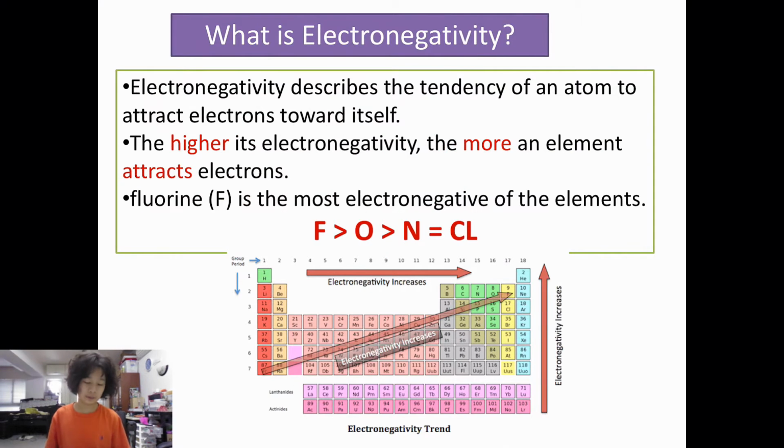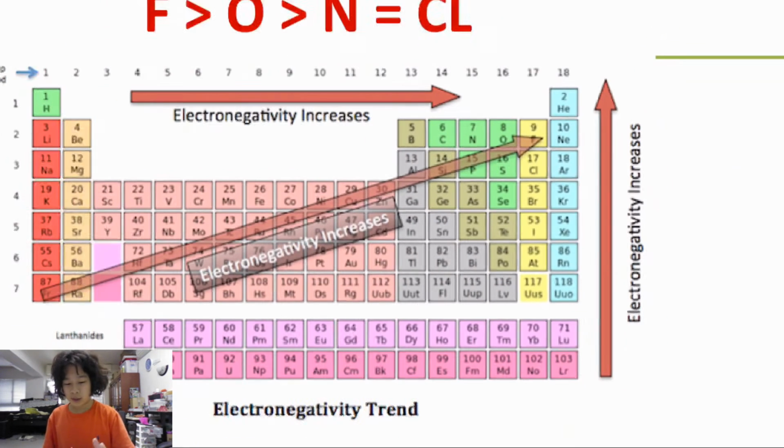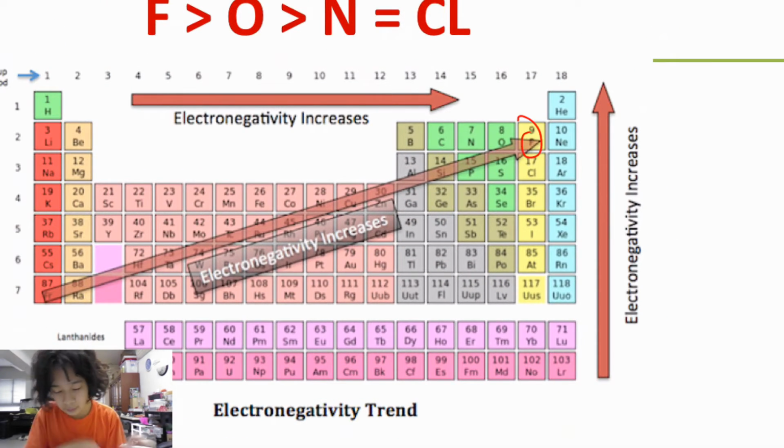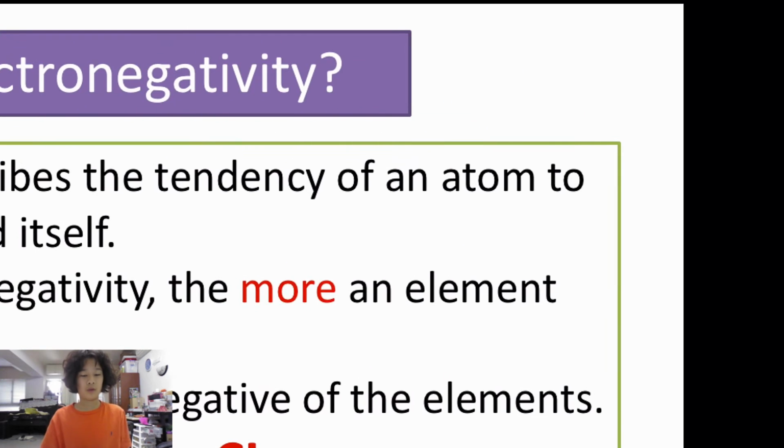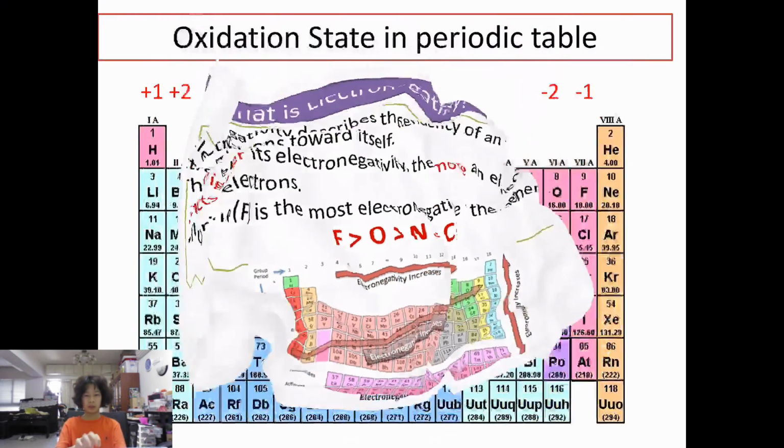What is the order of electronegativity? F is bigger than O, which is bigger than N, which is equal to Cl. Okay, next.